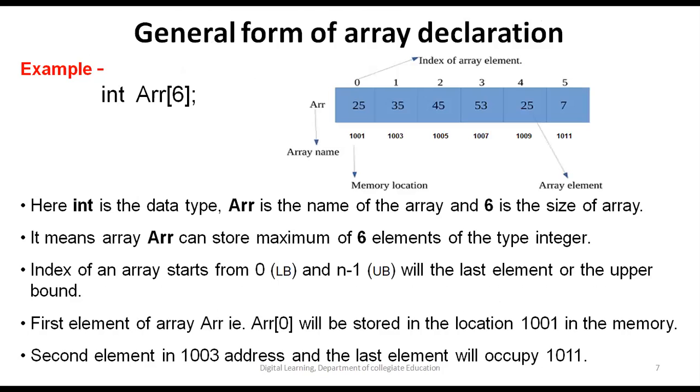General form of array declaration. In this example, ARR is an array of the type int and size 6. This means array ARR can store a maximum of 6 elements of the type integer. The index of an array always starts from 0, and the first element of the array, that is ARR[0], will be stored in the location 1001 in the memory.